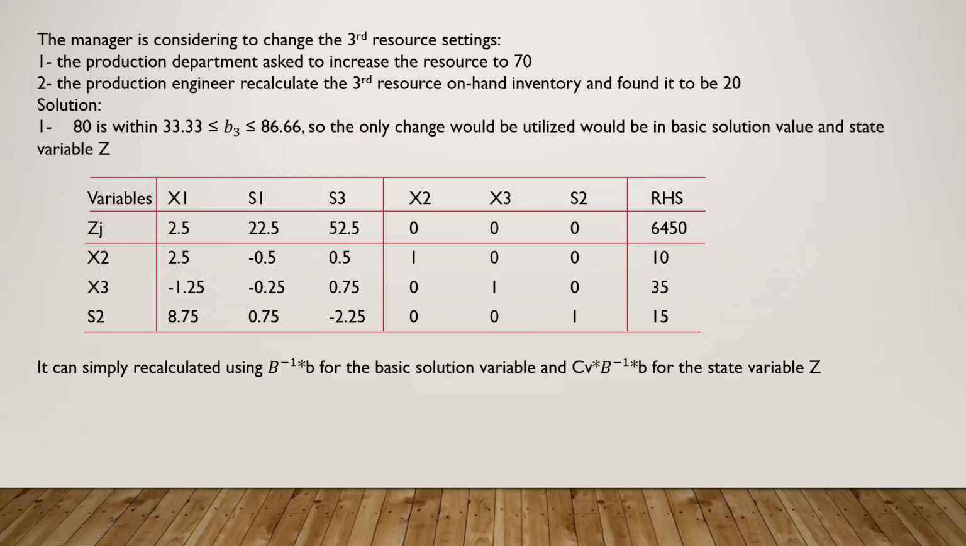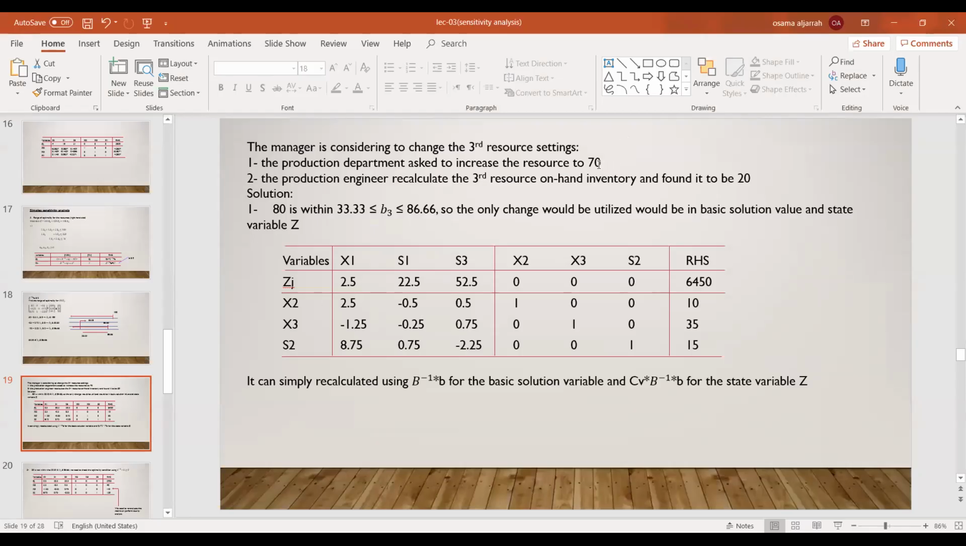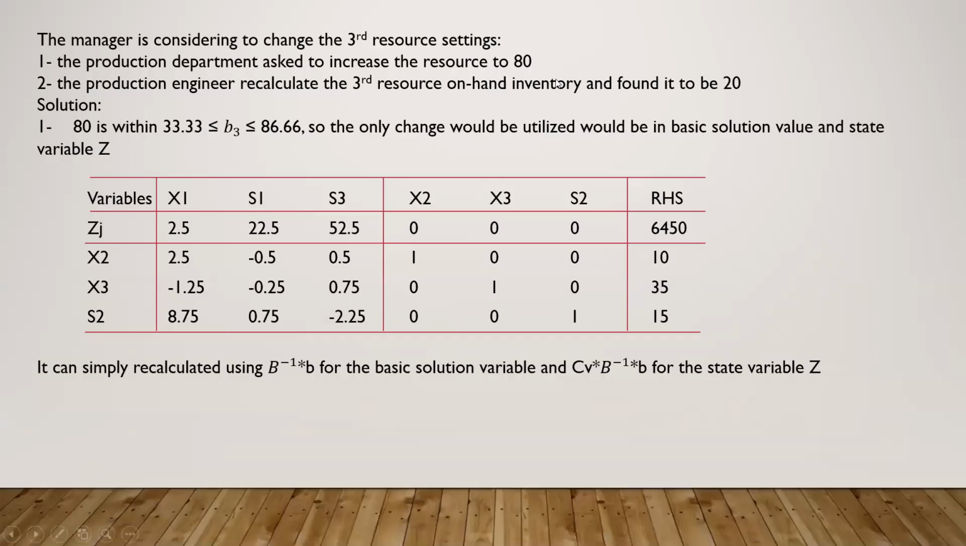But these are not all the scenarios. So let's say over here the manager is considering changing the third resource setting. So forget this one. He asked it to be 80 instead of 70. This is a typo from me. So he wants to utilize the resource when it's 80. And the other scenario is when this resource is 20. So what is the production plan in this case?